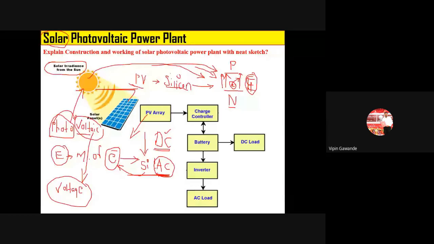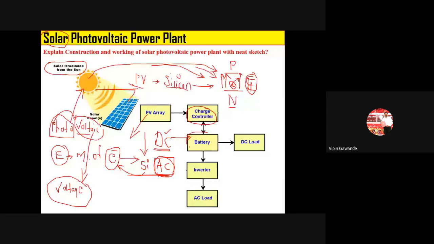So what will happen? DC current we have generated. That DC current goes to the charge controller. What is the charge controller? It only takes care of how much amount of energy is to be supplied to the battery. So that much energy is supplied to the battery. DC current is stored in the battery. Which type of current have we generated? PV panels generate DC current. So DC current is stored in the battery.